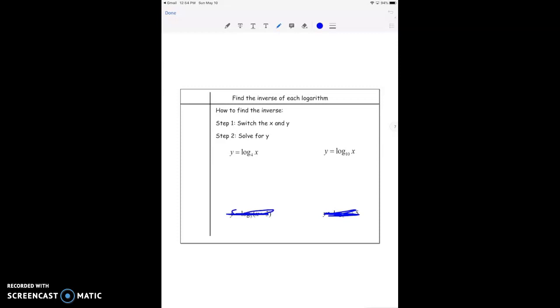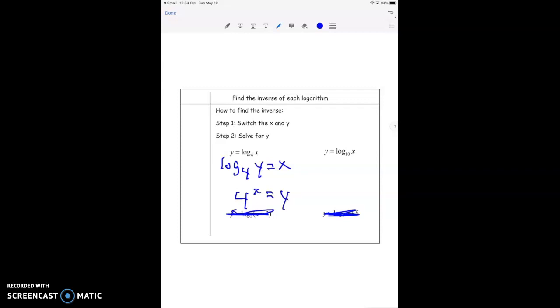Literally our first step here is to say, I don't want it equal to y, I want it equal to x. So I'm going to say log base 4 of y equals x. I just flip-flop the two spots. Then I use my formula from before and switch it to exponential. My b is 4, my x is x, and my y is y.